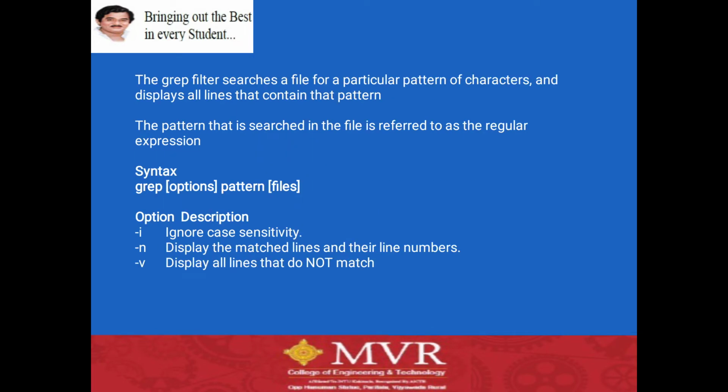Now let us see how grep works and what the syntax is. The grep filter searches a file for a particular pattern of characters and displays all the lines that contain the pattern. Say for example the file contains 5 lines, and the thing you are going to search for is available in line number 1 and line number 5. Then grep will display the first line and the fifth line. That is the important thing you need to remember.